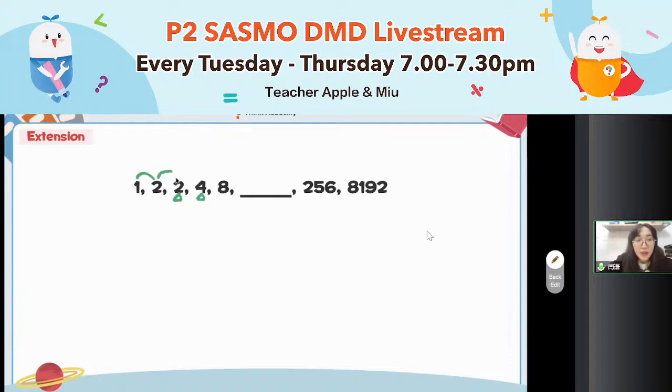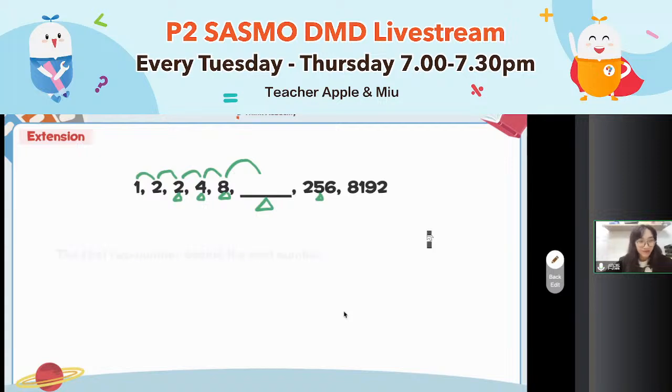And then how can we get a 4? Look, we have 2 times 2 equals 4. And how can we get 8? We have 2 times 4 equals 8. Then what is the missing number? The missing number is 4 times 8 equals 32. Okay, and also do remember to check your answer. We have 8 times 32 equals 256. Okay, double check your answers.